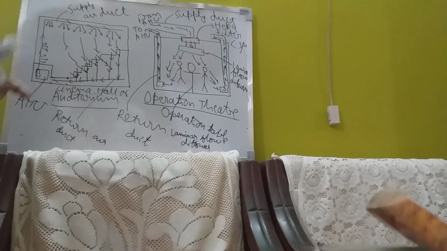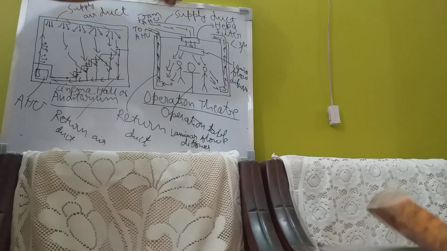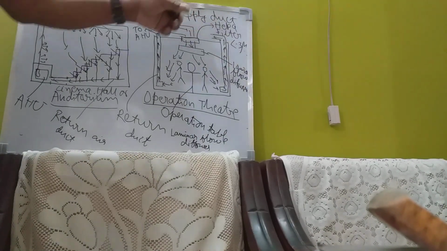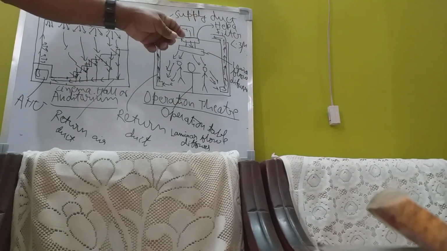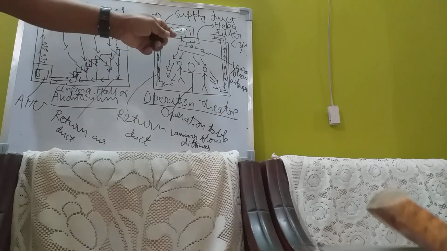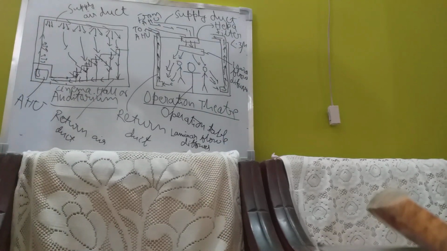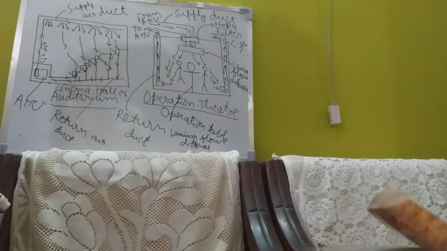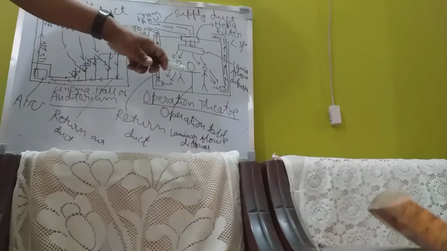HEPA filters are generally not used elsewhere, they are very costly, and as you know, it is thrown away after 1 month, maybe 1 month or 1.5 months. The HEPA filter is thrown away, a new HEPA filter is brought here. It is not washed, cleaned and brought back. No, it is just thrown away and a new HEPA filter is brought here. It maintains the micron level at 0.3 micron. This is the level of accuracy it maintains in the operation theatre.